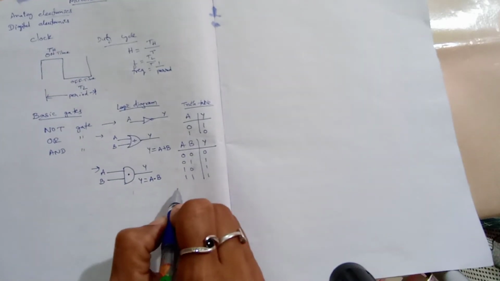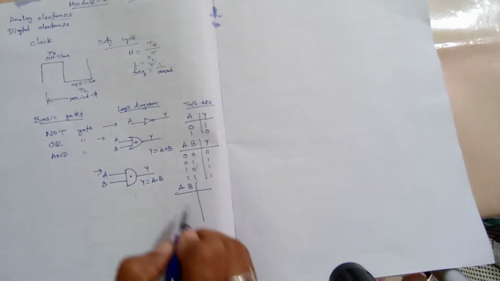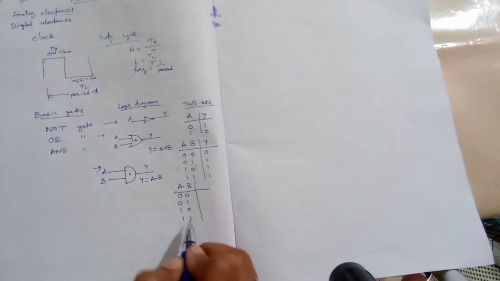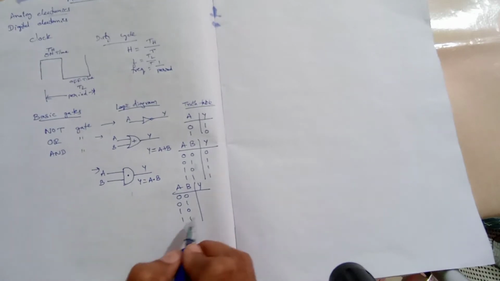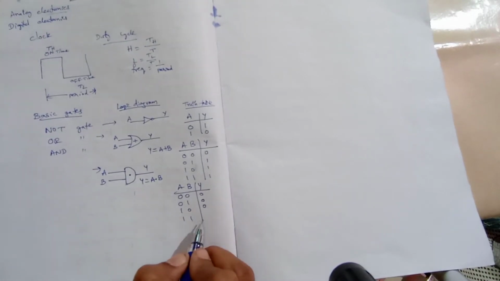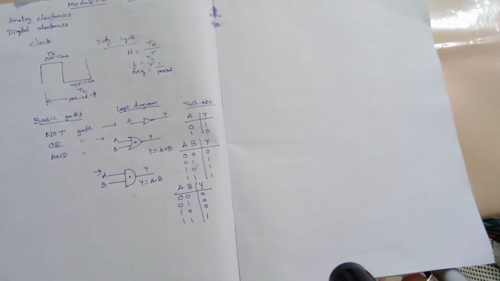Truth table A, B: 0 0, 0 1, 1 0, 1 1. The output becomes high when all the inputs are high. So, remaining all cases 0. Only when 2 inputs are high, 1 1, the output will be 1. This is about the basic gates.